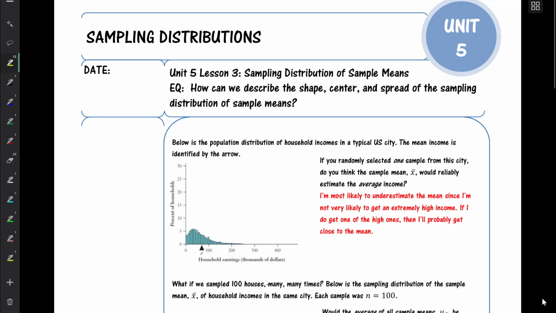How can we describe the shape, center, and spread of its sampling distribution, but now sample means? Now, let's take a look at an example of a situation in which we might be interested in looking at sample averages. Below is the population distribution of household incomes in a typical U.S. city, and we've identified below the mean income with this arrow. So this is mu, right down here. This is the true population mean, and that true population mean is somewhere around $70,000 for the mean income.